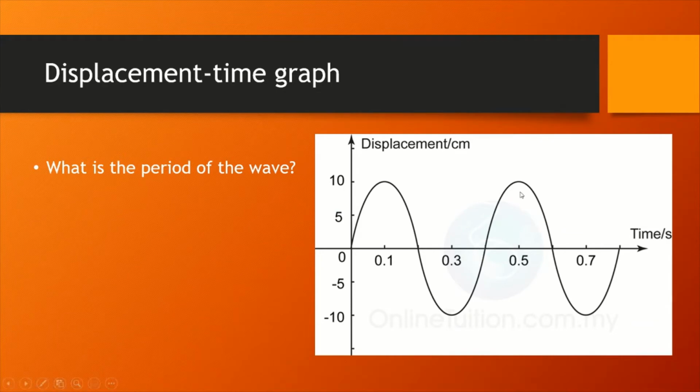Can you tell me what the period of this graph is? Let's take the crest to the next crest. It will be 0.5 minus 0.1, which gives us 0.4 second. So the period is 0.4 second. We can also take from trough to the next trough, right? So it will be 0.7 minus 0.3, which gives us the same answer, 0.4 second too.